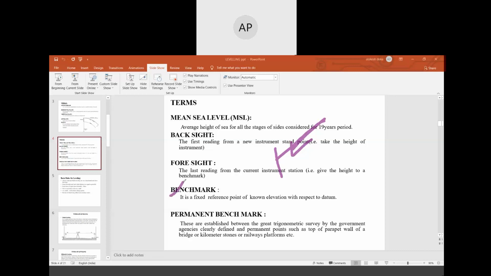And benchmark is a fixed reference point of known elevation with respect to datum. Next is your permanent benchmark. These are points established by survey agencies and defined as permanent points, such as the top of a parapet wall, bridge, kilometer stones or railway platforms. So these are the permanent benchmarks.